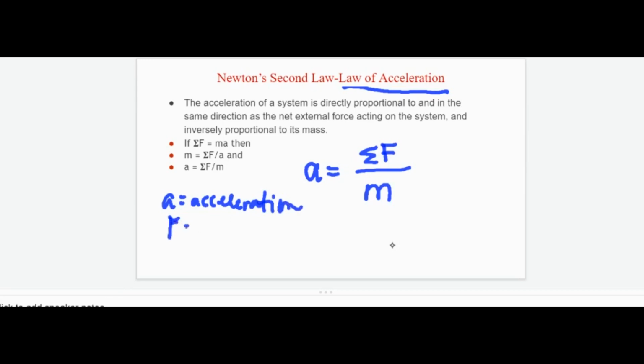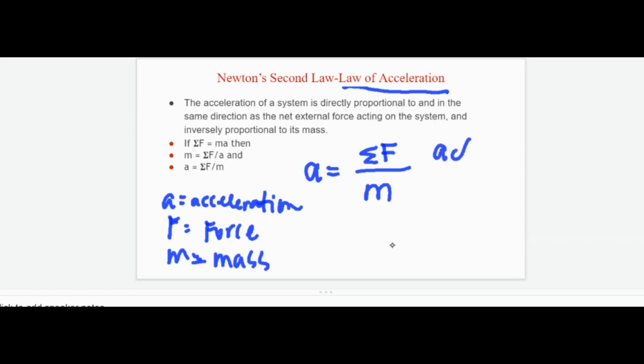F is force, which is in Newtons. M is mass, which is in kilograms. And of course, acceleration is in meters per second squared. Here, it's talking about this statement of Newton's second law.